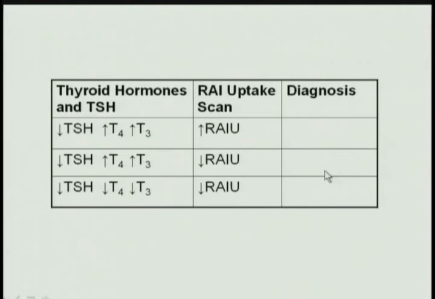So case number two, the typical case here, the diagnosis would be subacute or de Quervain's thyroiditis. We'll talk about this disease later. So you see how you use the radioactive iodine uptake scan in a patient with hyperthyroidism to tell the difference between thyroiditis and primary hyperthyroidism. Right here, very important. That's the typical case where we use the radioactive iodine uptake scan.